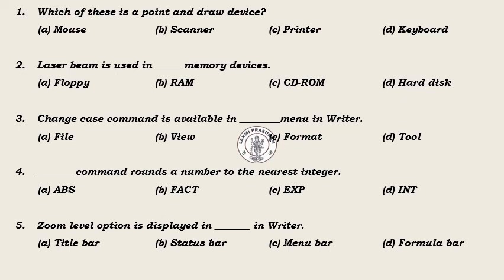Answers for column 1. Which of these is a point and draw device? Mouse. 2. Laser beam is used in CD-ROM memory devices. 3. Change case command is available in format menu in Writer. 4. INT, that is integer, command rounds a number to the nearest integer. 5. Zoom level option is displayed in status bar in Writer.